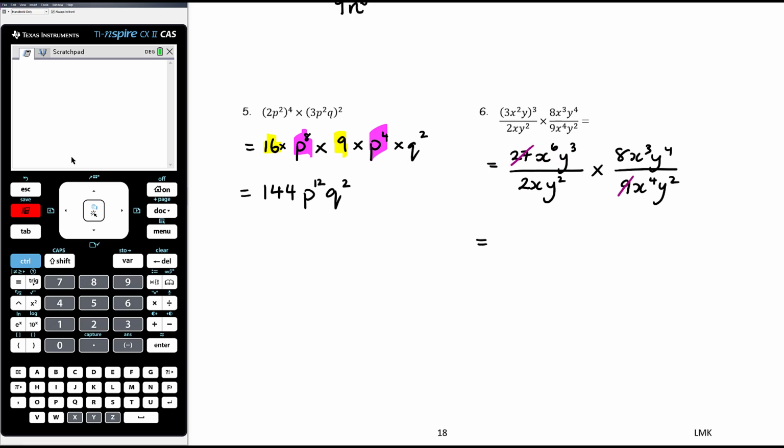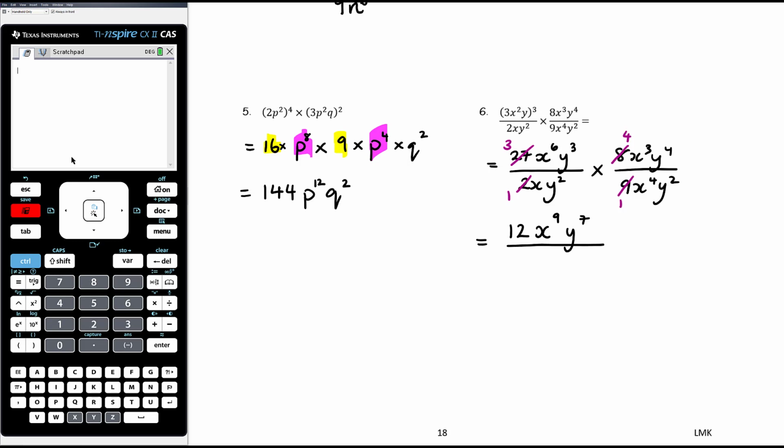I'm going to recognise 27 is 3 times 9, so that's going to cancel down, and I'm going to cancel down the 8 and the 2. Okay, so now I'm going to multiply across the numerator and across the denominator. So I'm going to have 3 times 4 on the numerator, so that's 12 for the number. And then we've got x to the 6 times x cubed, so adding those powers together, it's x to the power of 9. And then y cubed times y to the power of 4, so adding those powers together, it is 7. Over, let's have a look at the denominator.